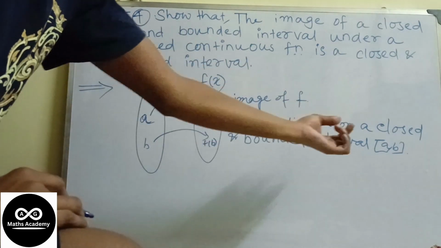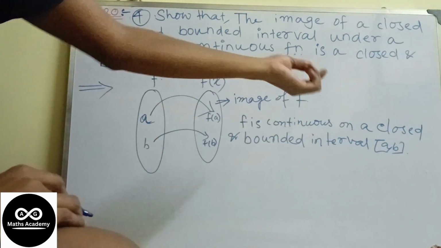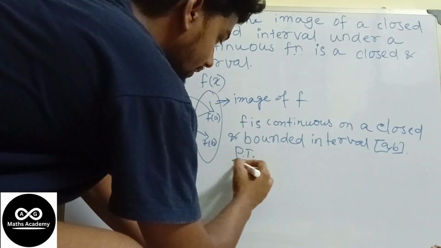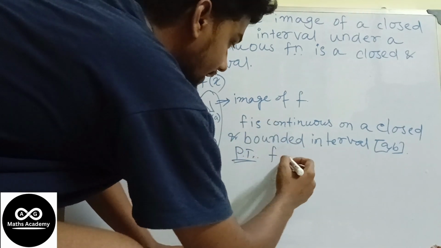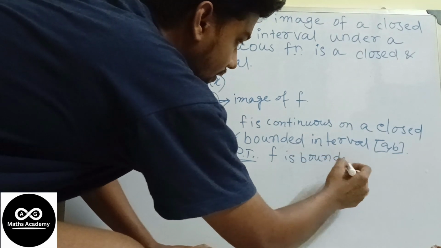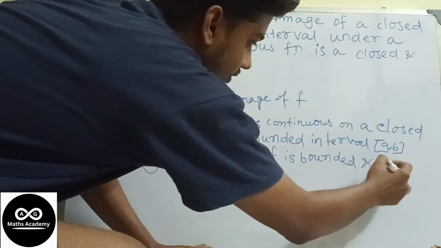f is continuous on a closed and bounded interval [a, b]. Now prove that f is bounded and also closed, obviously.